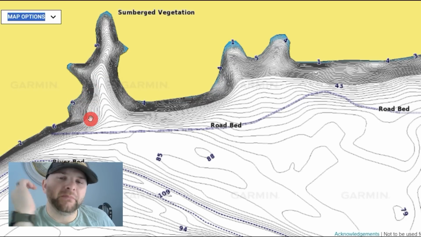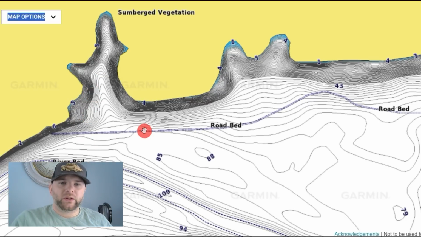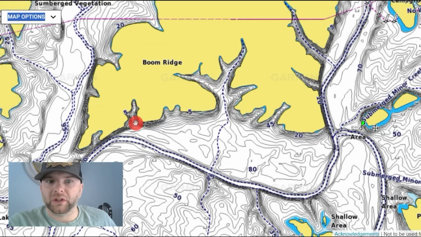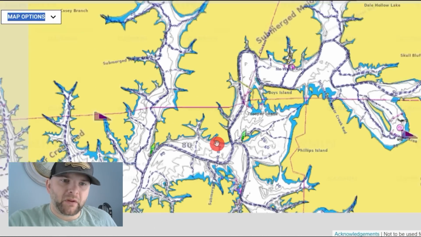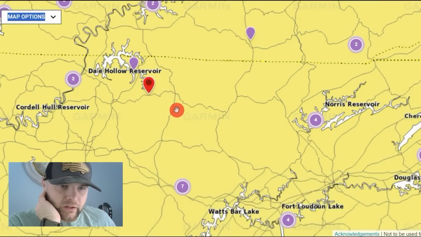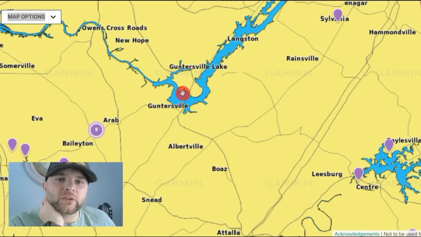So to me, it's kind of a minor difference, but it could be the difference between you really having a good day and maybe not catching them. So if we go back to Gunnersville, we'll take another look at that. Gunnersville has the same thing.